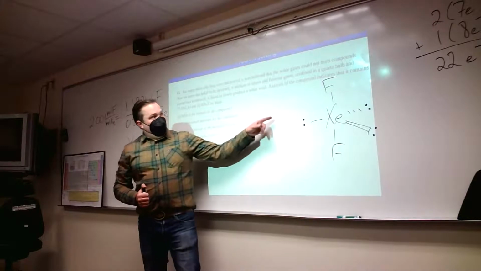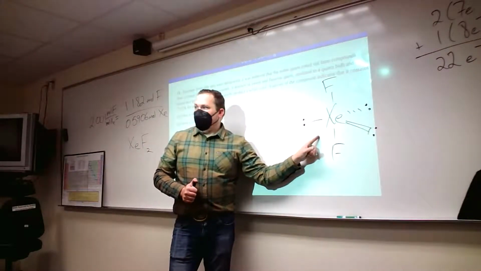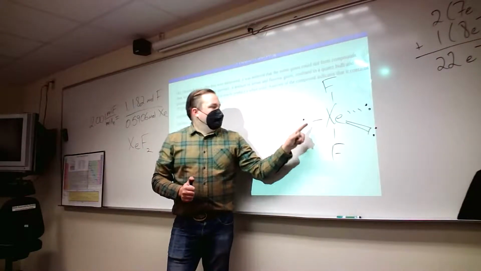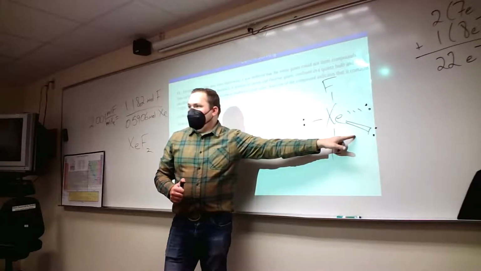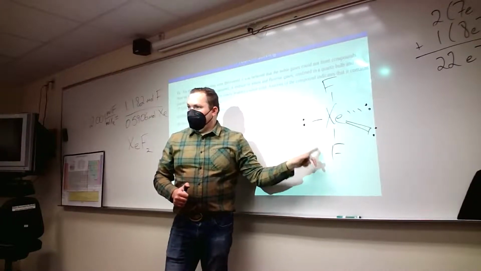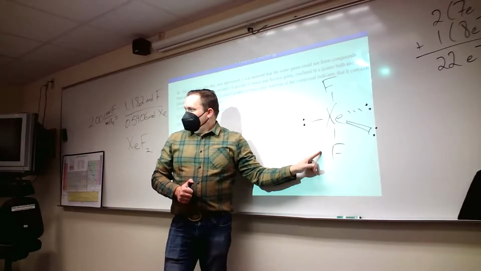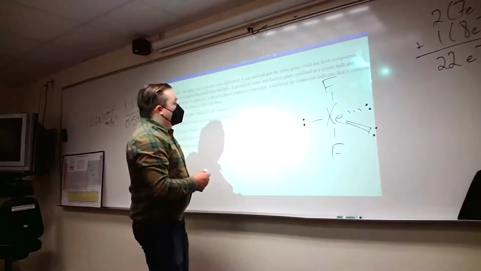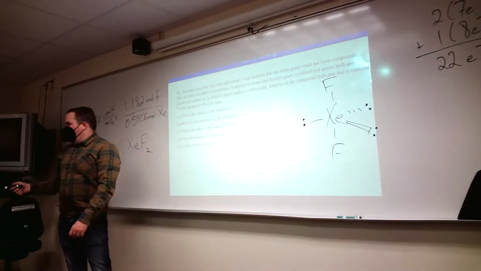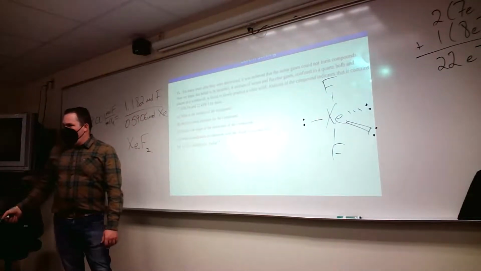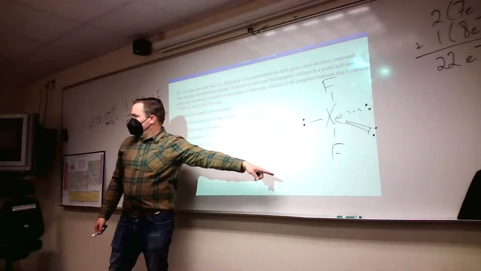Right? Despite the fact that we have 5 electron groups, it's going to arrange itself such that the 3 electron groups are away from each other, which makes the fluorines have to be 180 from each other as well. So the electron geometry is trigonal bipyramidal, and the molecular geometry would just be linear.